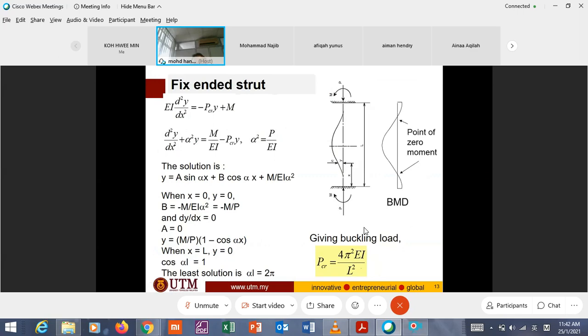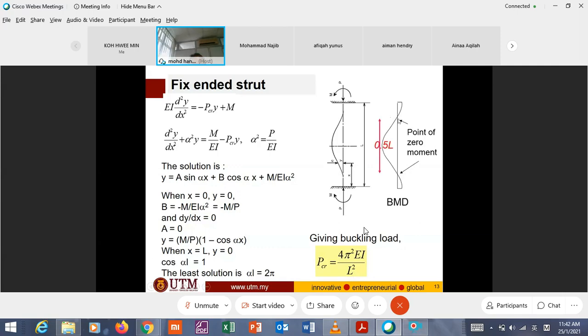And actually, what can make it easy to remember why it becomes 4 is because the sine curve which is formed by the deflection is here.